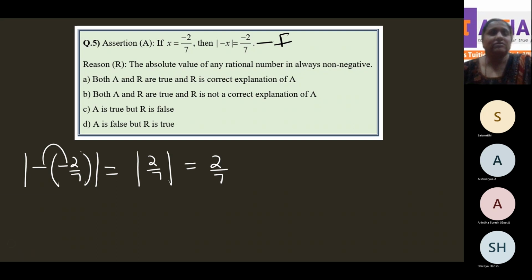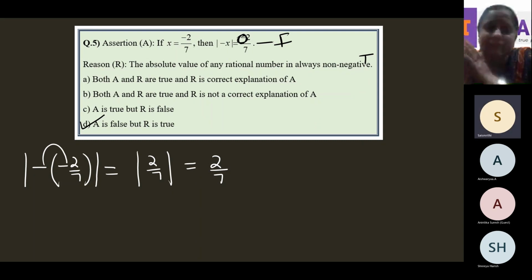A is false, children. The assertion is false because the absolute value cannot be negative. You don't have to work so much. Absolute value cannot be negative, so straight away it's false. That's all. Now the reason is that the absolute value of any rational number is always non-negative. Correct. It's not negative, so this is true. Option D. So A, the assertion, is false, but R, the reason, is true. Got it, children?